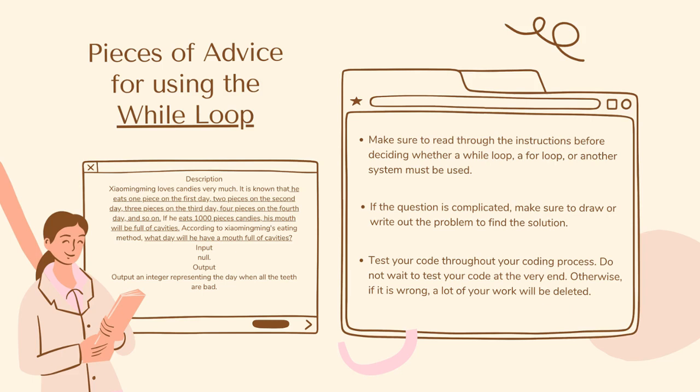2. If the question is complicated, make sure to draw or write out the problem to find the solution. Taking your time to write out or draw out the problem can help you understand the problem much better. 4. Finally, test your code throughout your coding process. Do not wait to test your code at the very end. Otherwise, if it is wrong, a lot of your work will be deleted.